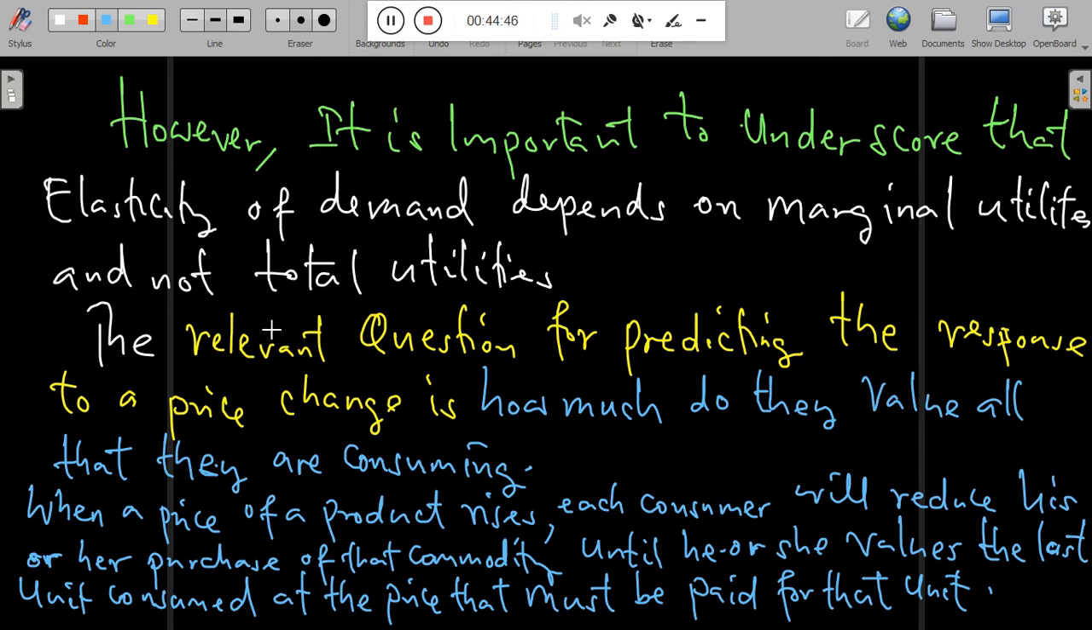However, it is important to underscore that the elasticity of demand depends on marginal utilities and not total utilities. So the relevant question for predicting the response to a price change is how much value consumers hold on the last unit they are consuming. When the price of a product rises, each consumer will reduce his or her purchases of that commodity until he or she values the last unit consumed at the price that must be paid for that unit.